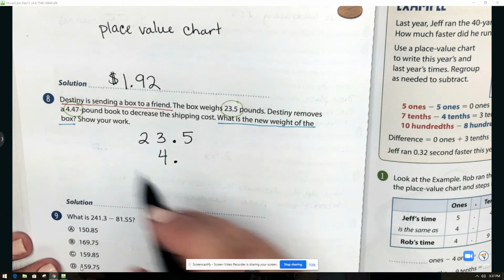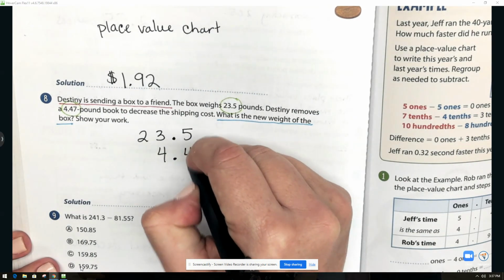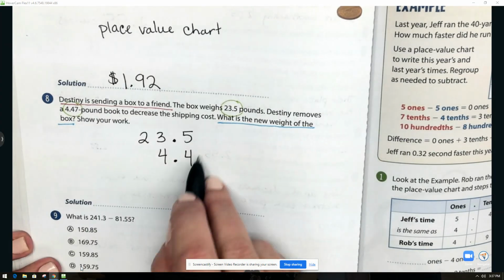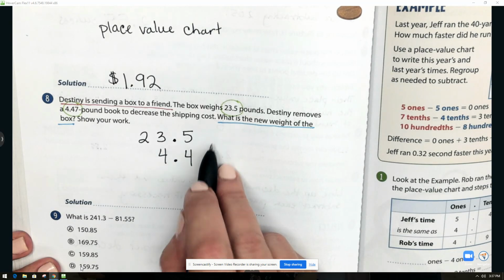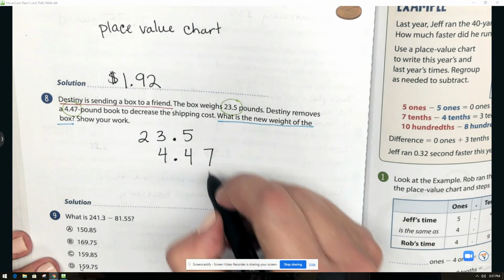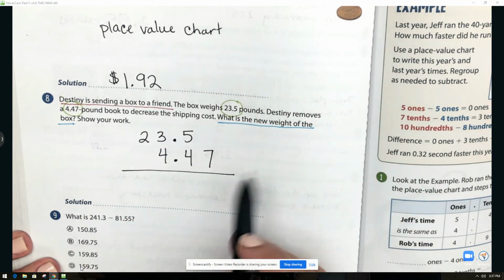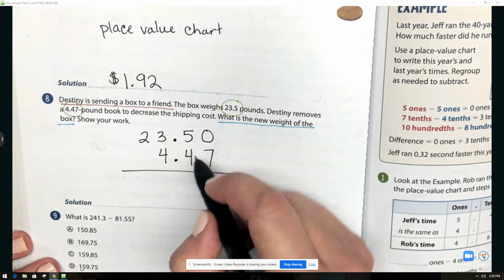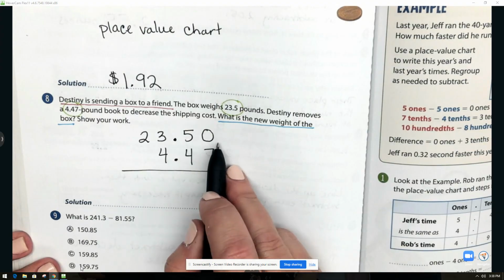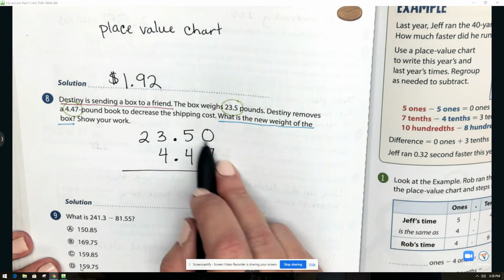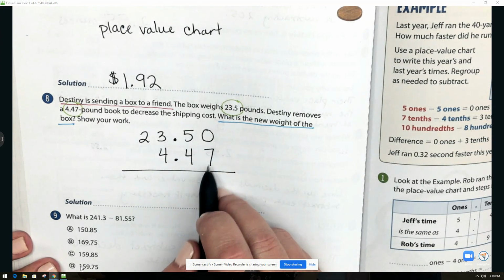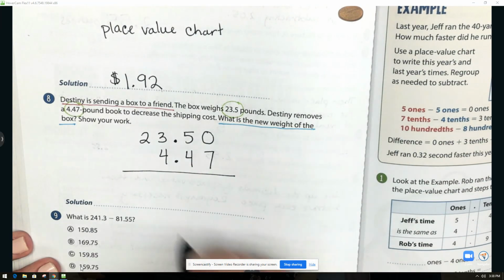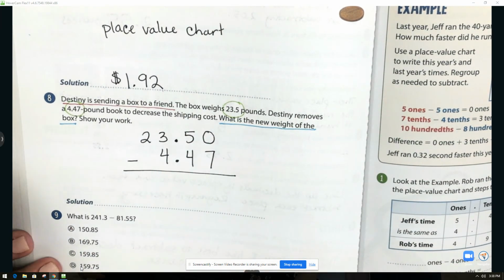Next, we have 4 tenths, which is going to go under the 5 tenths here. And then we have 7 hundredths. We have no hundredths in the first decimal, but we know what we can do. We can go ahead and put in a 0 because 5 tenths is the same as 50 hundredths. So we can put that 0 in that empty space there. And then we're going to subtract.